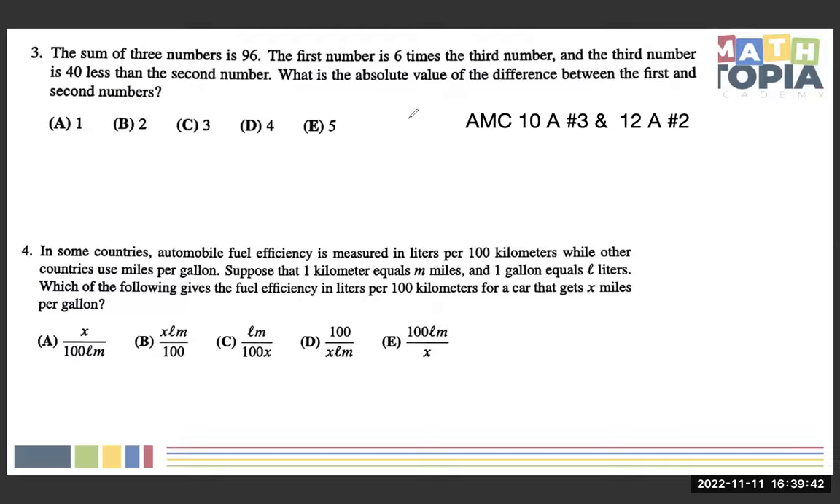Okay, well, because the first number's value relies on the third number's value and the third number's value relies on the second number's value, we should just set the second number's value first. Let's call it the variable x. Well, the third number is 40 less than it, x minus 40. And the first number is 6 times the third number, which is 6 times x minus 40. And the way all of these things are related is that their sum is 96.